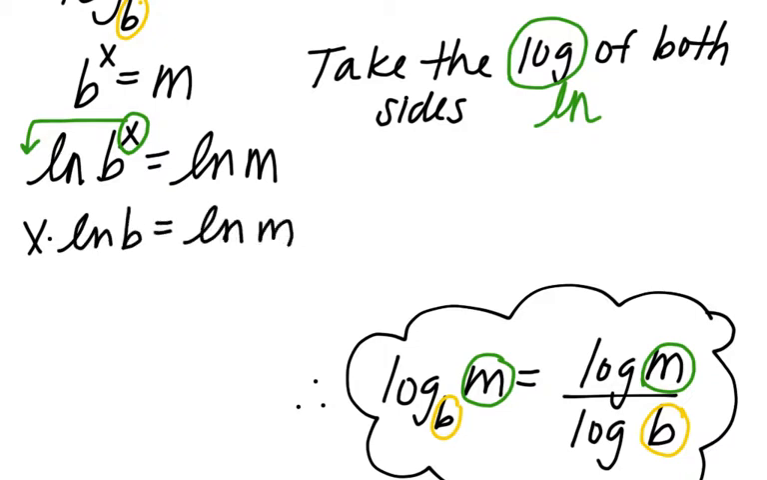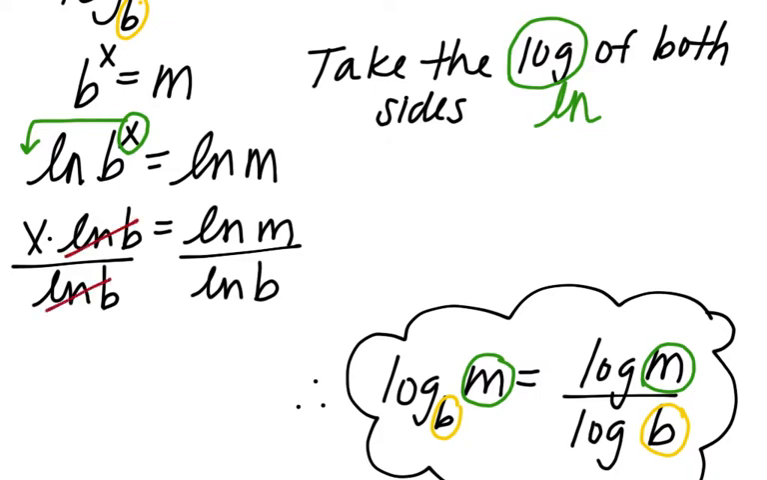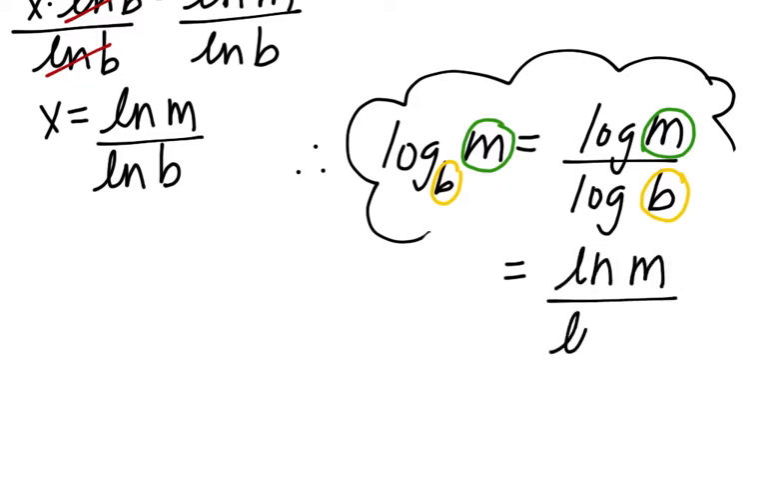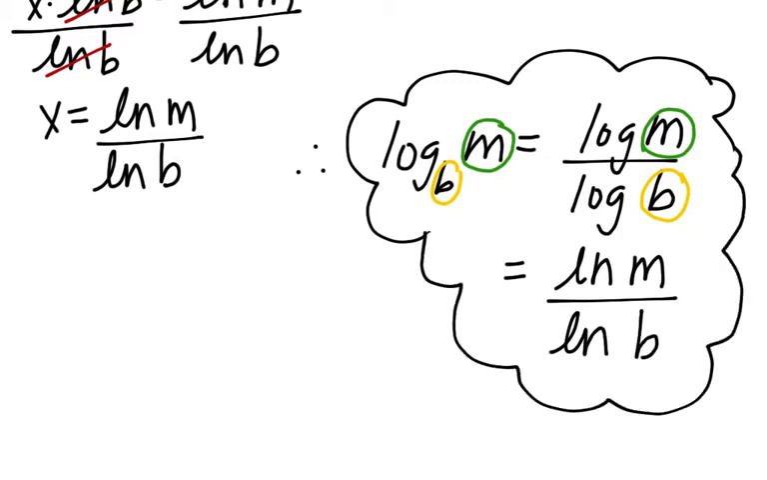And then I go ahead and solve for x by dividing by the natural log of b on both sides. So the natural logs of b divide out. I get x is equal to the natural log of m divided by the natural log of b. So now, adding that on to my change of base rule, this is saying that the log base b of m could also be written as the natural log of m divided by the natural log of b. So I can kind of expand my bubble here.